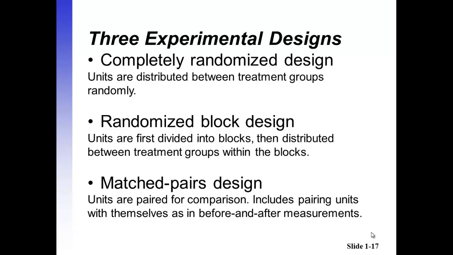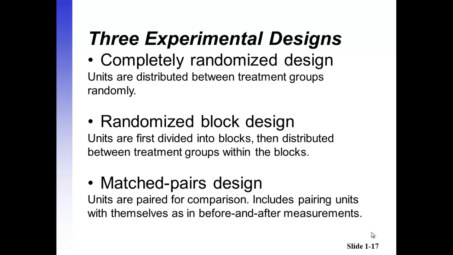The randomized block design is slightly different. In this case, the experimental units, or subjects if we have people, are first divided into smaller groups. These groups are called blocks. Then within each block, the subjects would be distributed between the various treatment groups. When we use a randomized block design, the idea is that the blocks represent some kind of a characteristic among our experimental units which may be important to the outcome of the study.